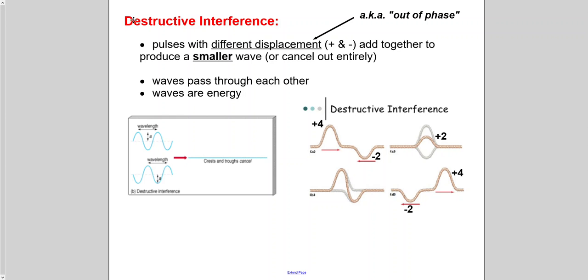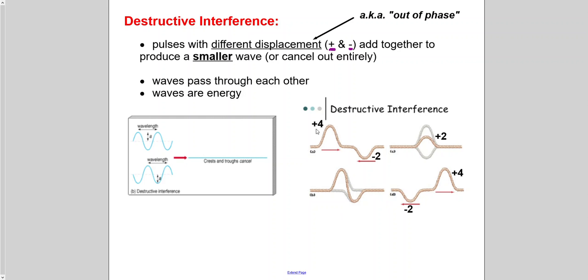The other type of interference is destructive interference. Destructive interference is when I have two different waves, for example, a wave with a positive and a wave with negative amplitude together. The root word is destruct or destroy. So they cancel each other out. They still pass through each other, but they cancel each other out.